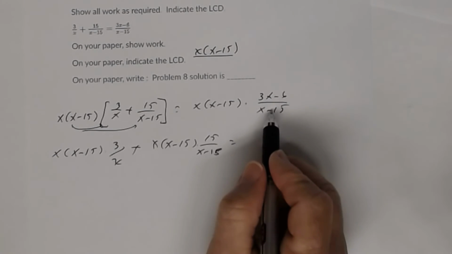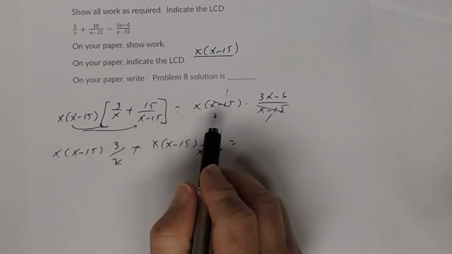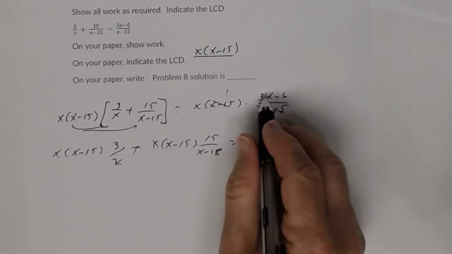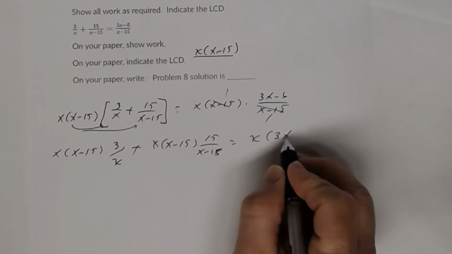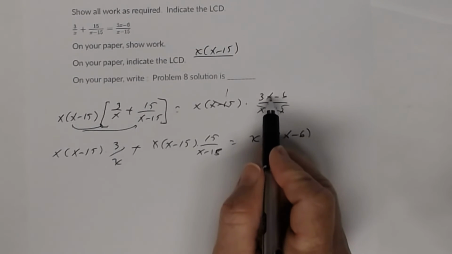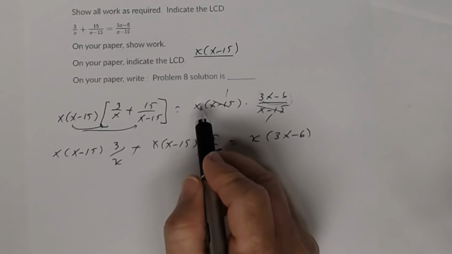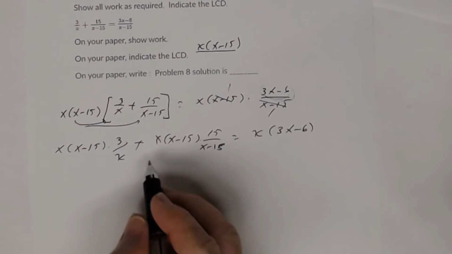equal, and then I'm going to go ahead and reduce what I have here. So the x minus 15 can be reduced, but look at what you have though. You have x times 1, which is x, times 3x minus 6. So this is what you have. You have x times 3x minus 6. Notice it was important that you put 3x minus 6 in parentheses, because all of these terms have to be multiplied by x. So that was important.